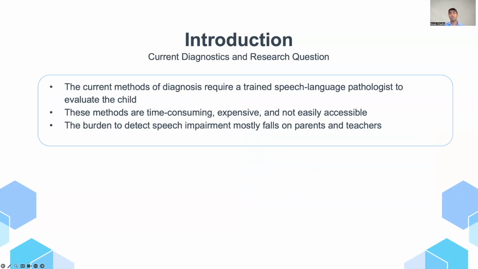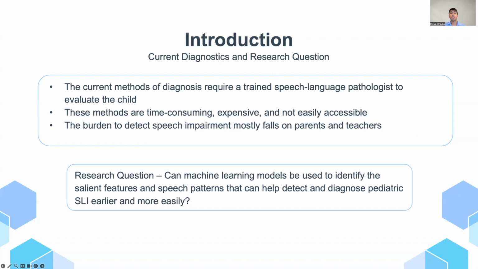So, what are some of the currently available diagnostic methods and what are the drawbacks of them? Well, the current methods of diagnosis require trained speech language pathologists to evaluate the child using existing diagnostic tools, including direct observation, interviews and questionnaires completed by parents, guardians, or teachers, assessments of the child's learning ability, and standardized language tests. These methods are time consuming, expensive, and not easily accessible, as they're not always covered by insurance. The burden to detect speech impairment falls on parents and teachers who may be unable to notice the signs immediately, leading to learning disabilities and difficulties assimilating socially.